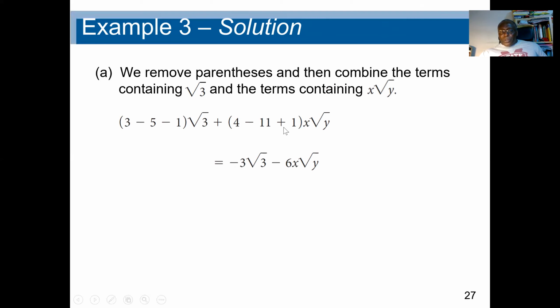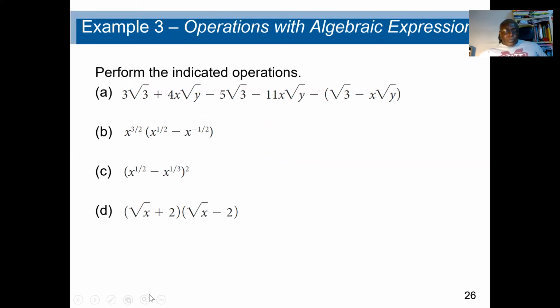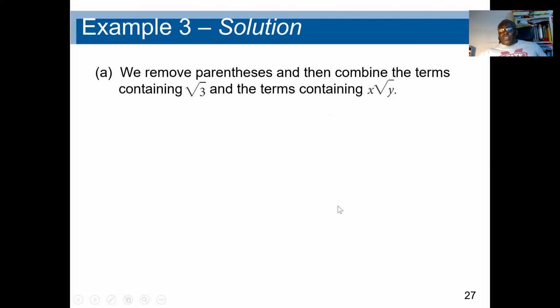4 minus 11 plus 1, that will give me negative 6, so it's negative 6. Why is 6x here? Because when you look at the terms, x is common, so we take the common factor and factorize it out of 4x, 11x, and x. So we factorize that out.